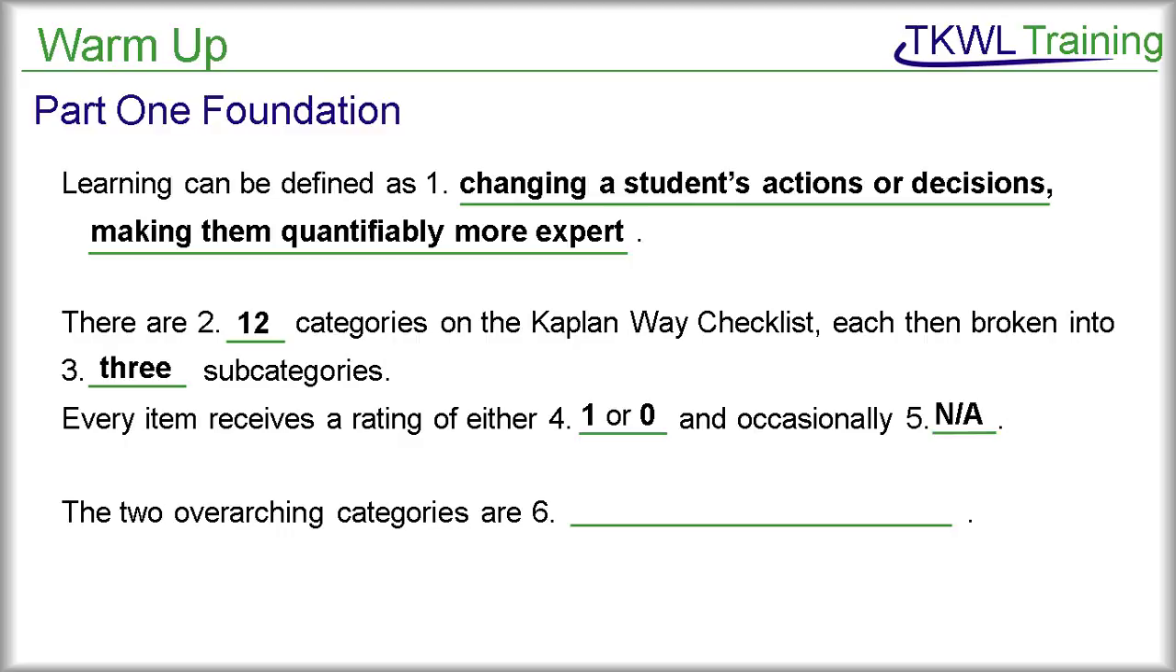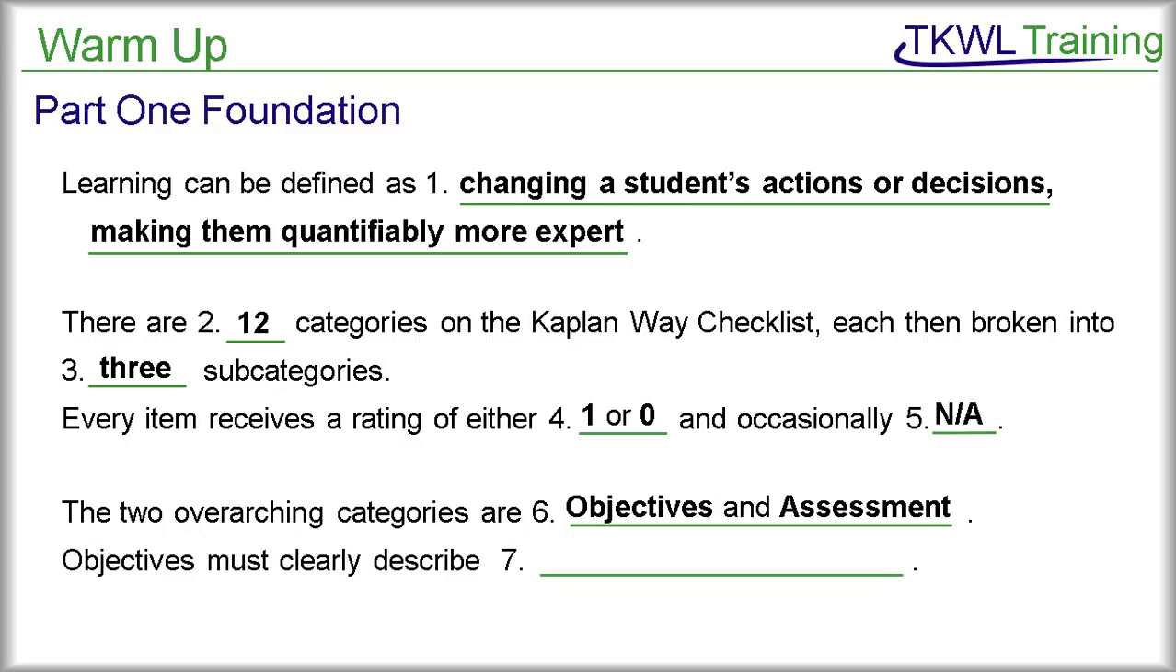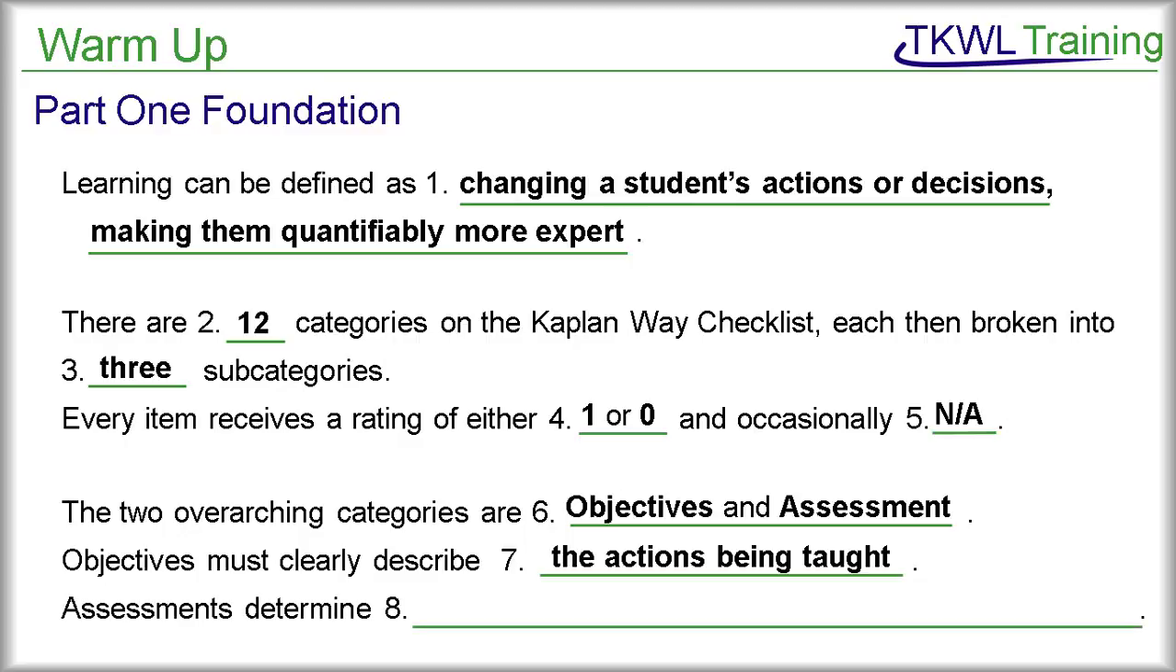Everything in a course hinges on 2 main categories: strong objectives and appropriate assessment. Objectives must be action-oriented, so they will describe the student behavior that is to be changed and made progressively more expert. And assessment, of course, gauges that expertise with a focused test.